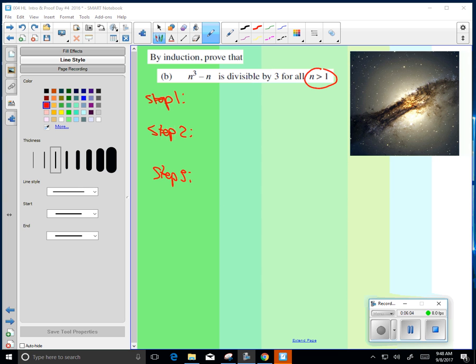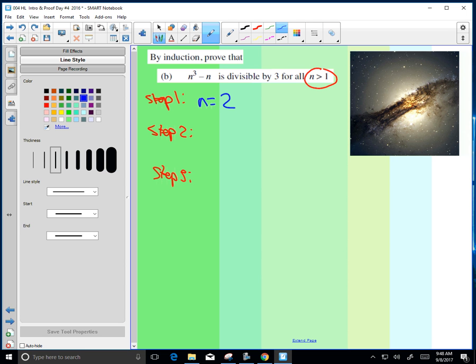What's different on this one? What do we start with? N equal to what? Start with 2, yeah. And they're whole numbers apparently, because we're talking divisibility by 3. We're not talking all real numbers, we're talking integers. So if we start with 2, let's see if 2 plugged in is divisible by 3. So 2 cubed minus 2 is going to be 8 minus 2, which is 6. And that is a multiple of 3.